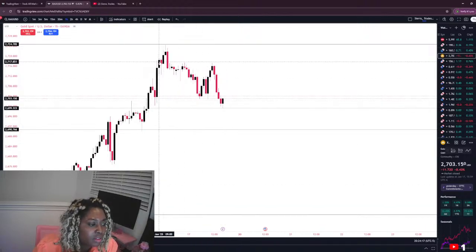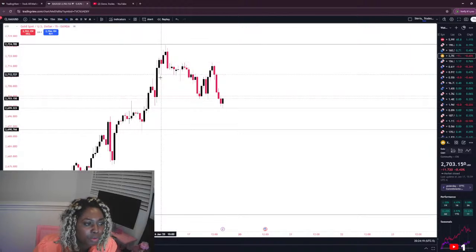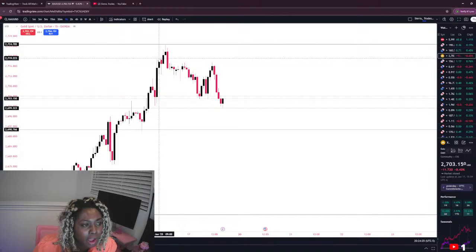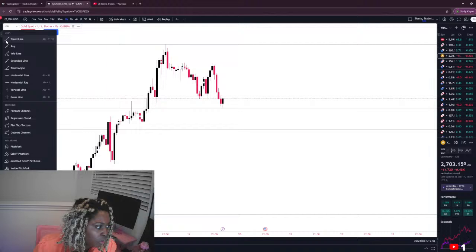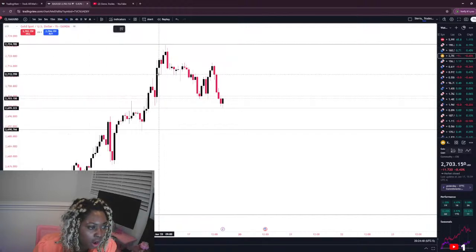I count this as a pullback because price did go here and then it went higher here. As you can see, it went higher and then it went higher again here and then it dropped down to here. This was our last higher low. So this was our hourly structure.